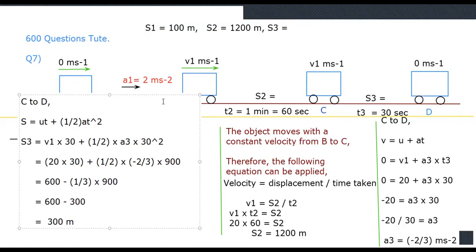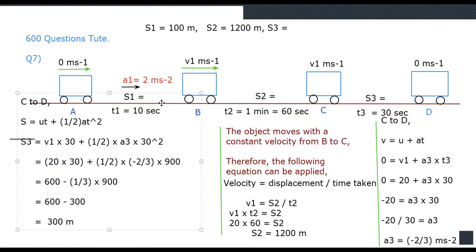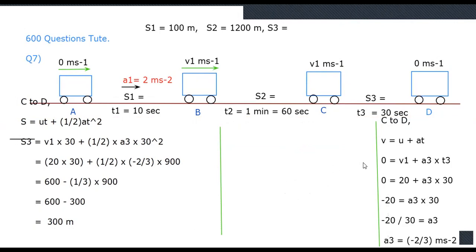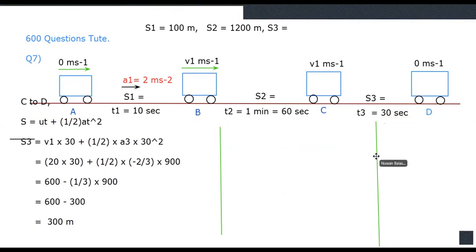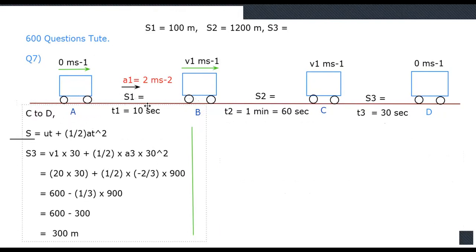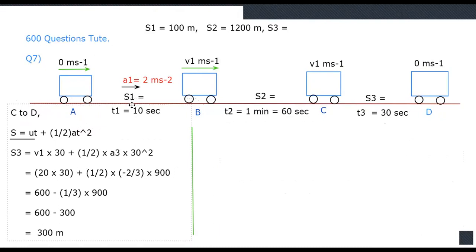I'll erase all the things that I have written because I want some more space to write. Do you remember the average velocity equation? Total displacement divided by total time. Very good. Average velocity equals total displacement divided by total time taken.